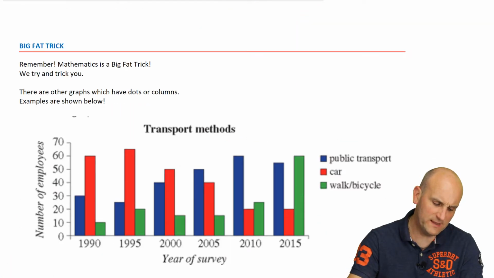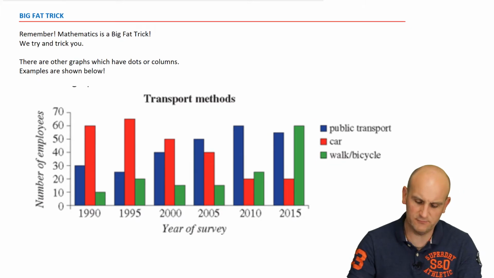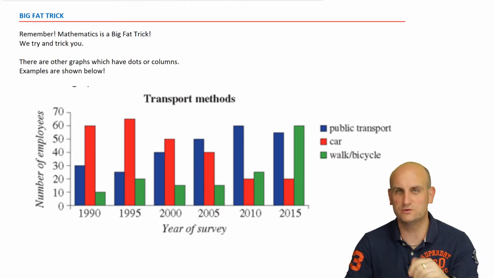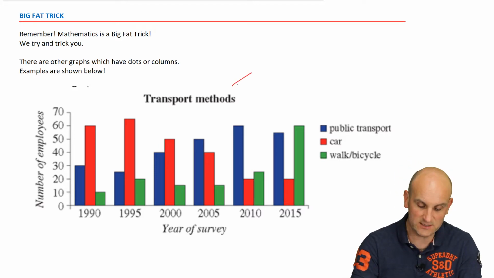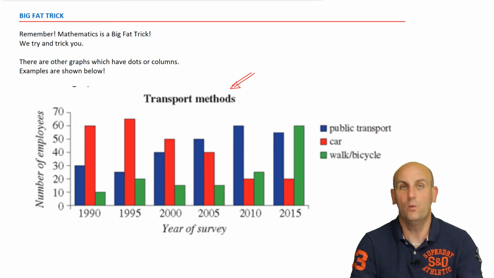Now maths is a big fat trick. Thank you, Barry. We obviously realize that you are not a very nice person, and they can show you all sorts of column graphs in all sorts of different ways. So if we look at this one here, again extracted from the Cambridge Essentials textbook, what are they showing us?